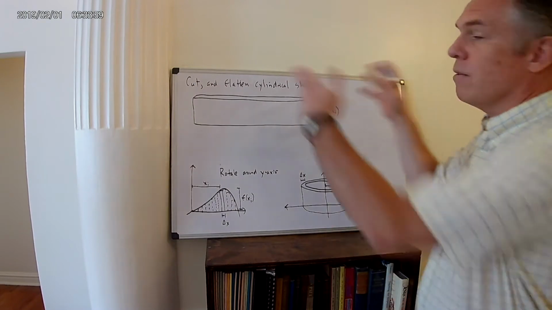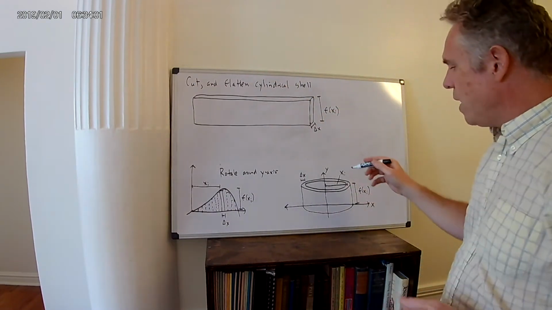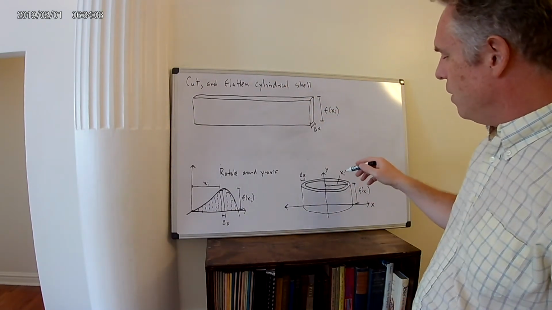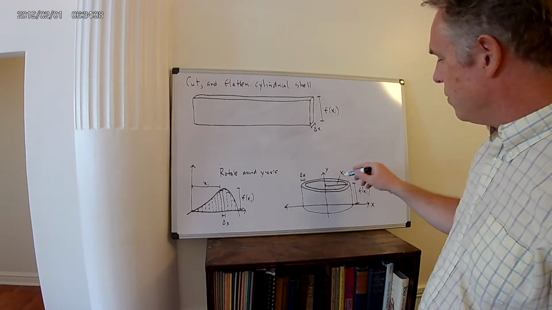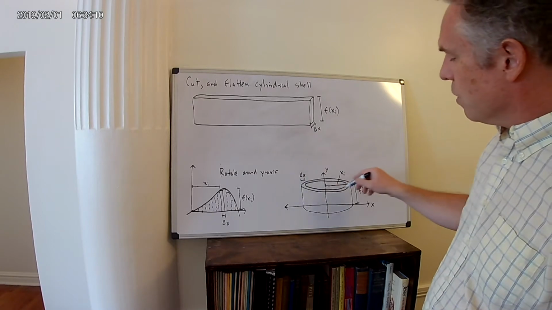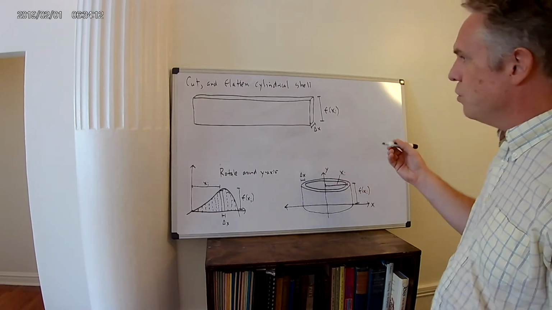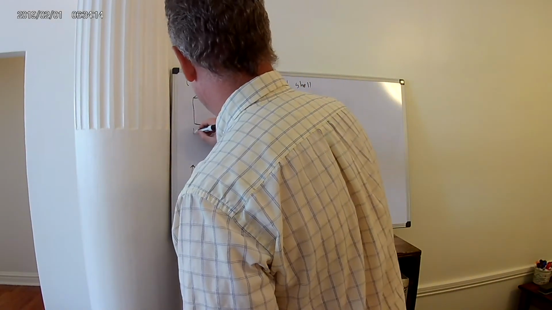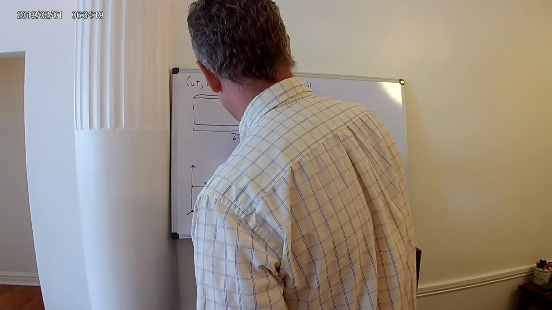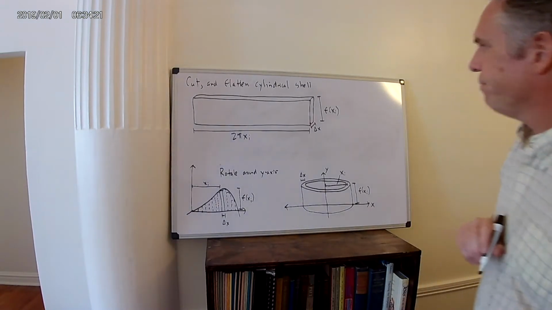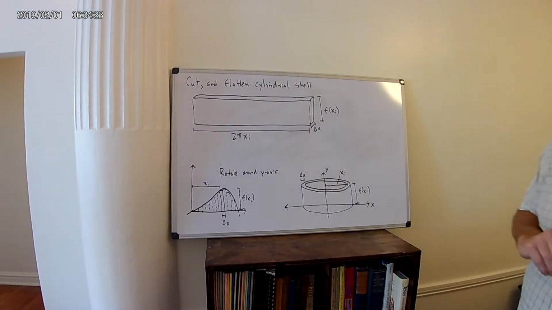Now, what is the length of this slab? Well, the length is basically the circumference of this circle. This circle has a radius of x sub i. So what is the circumference of this circle? It's 2 pi times x sub i. So this length here is 2 pi x sub i. That's pretty cool.